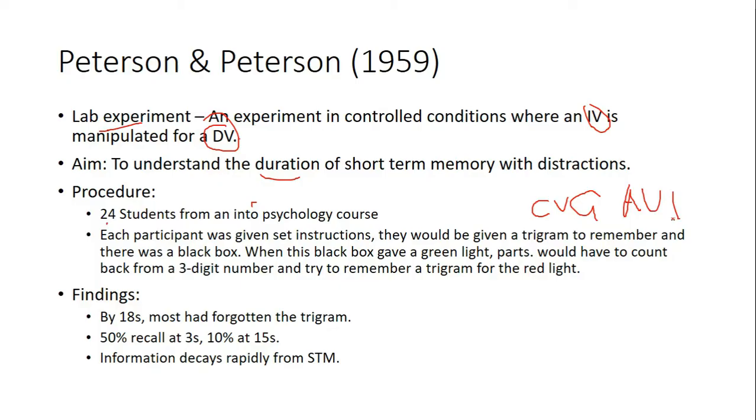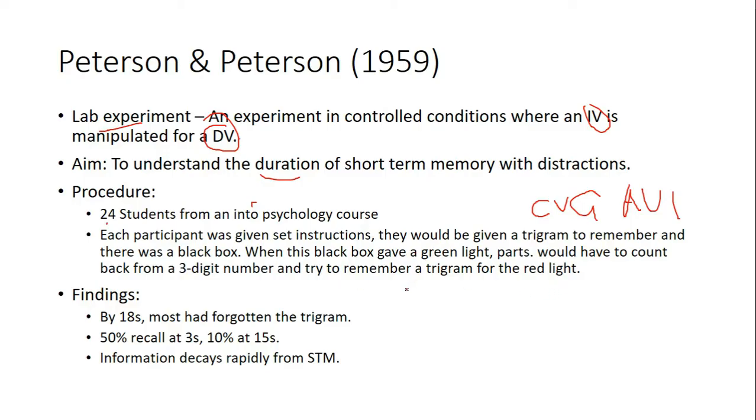So for example, if I say UPQ, then count down now from 342 in threes. Okay, what was the trigram? Well done, if you got it, it was UPQ. That's how they did it.